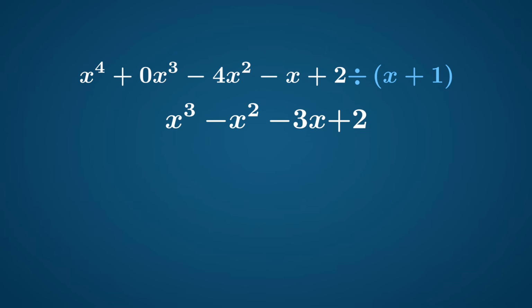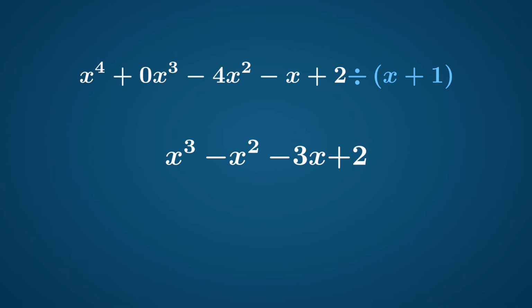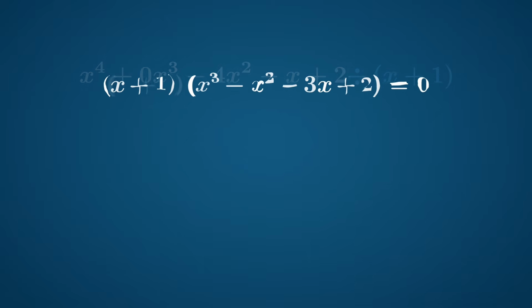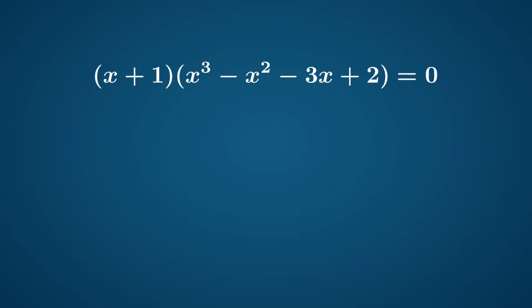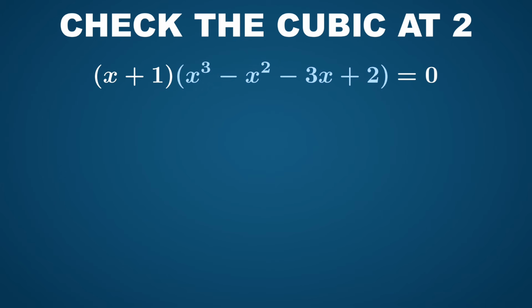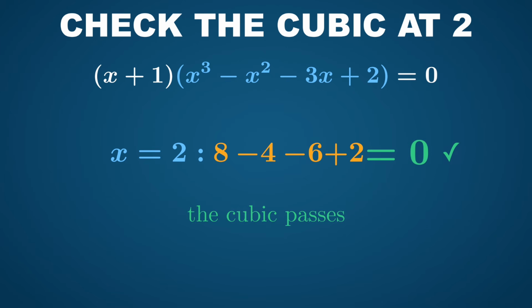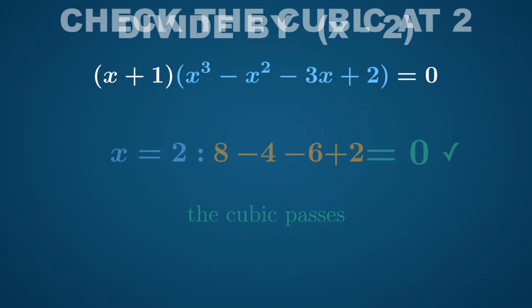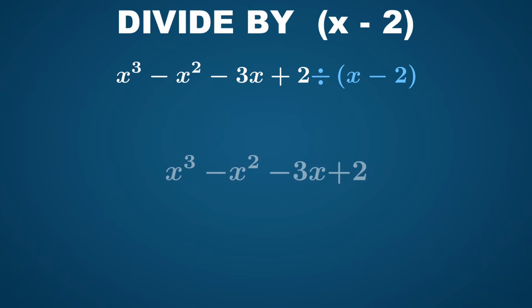The quotient is x cubed minus x squared minus 3x plus 2. So the quartic equals x plus 1 times that cubic expression. We know 2 is a root, so the cubic should vanish at 2 as well. Plugging 2 in gives 8 minus 4 minus 6 plus 2. That sum lands exactly on 0, so the cubic passes the check. So next we divide the cubic by the factor x minus 2.